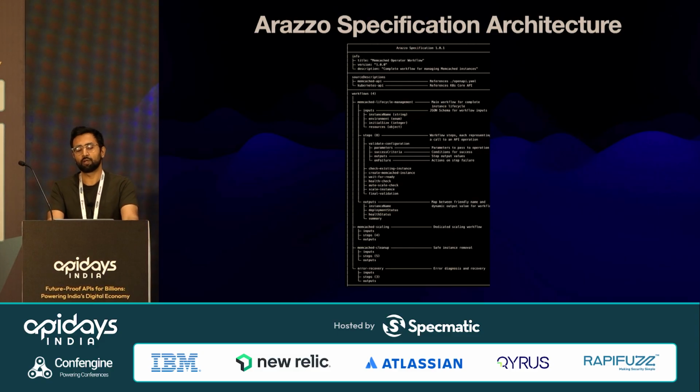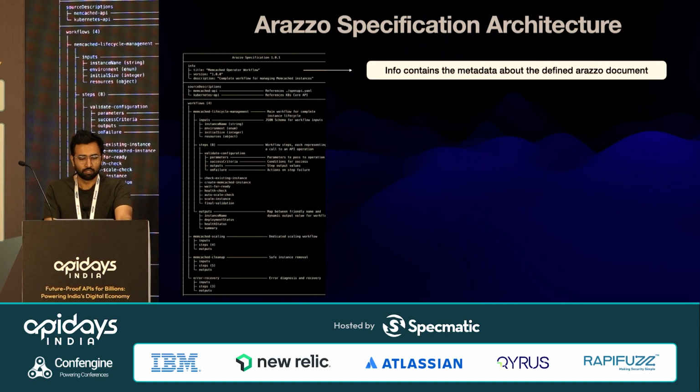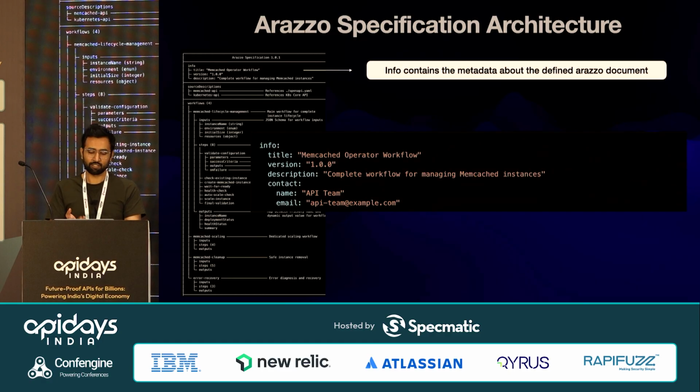We'll talk about some of the specification architecture for the Arazzo documentation. As you can see, the first part is the info. That contains the metadata about your documentation, and here are the YAML format fields. You can see the title, version, and description are already mentioned in that YAML format.